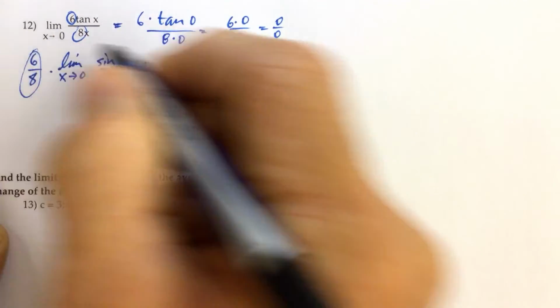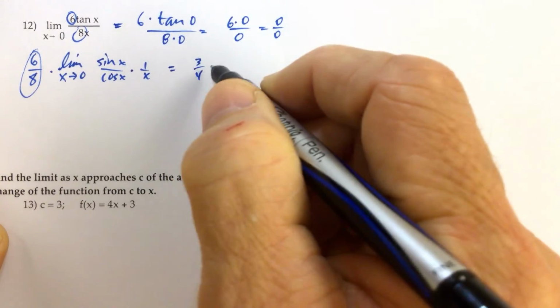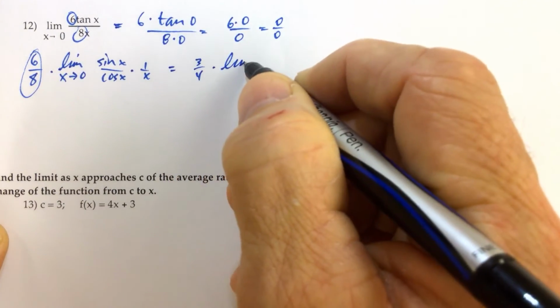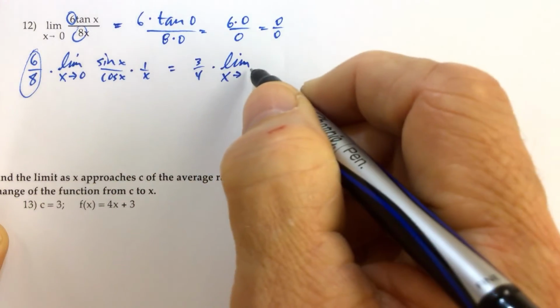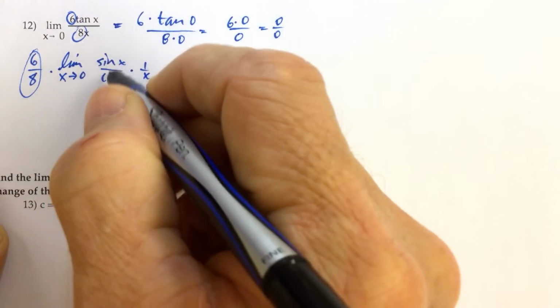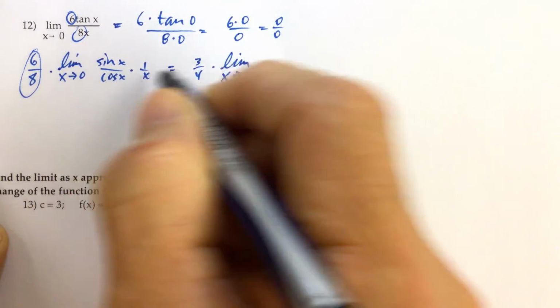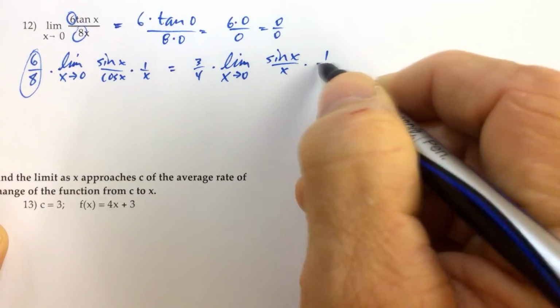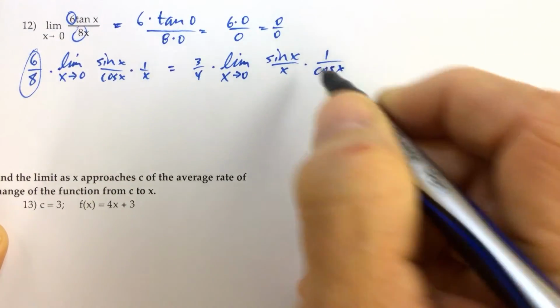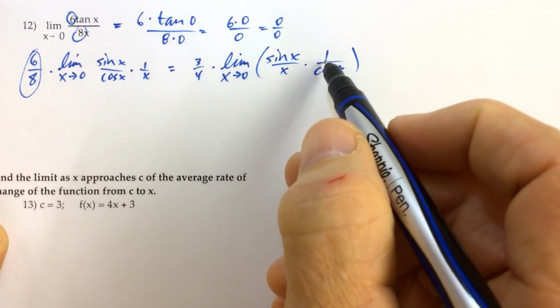And then we will take this 6/8 now, make it a 3/4. So we have 3/4 times. And now we're going to rearrange the terms because we know that multiplication is commutative. We're going to write sine of x over, so we're going to switch around the cosine and the x here. So we have sine of x over x times 1 over cosine of x. So that's what we're taking the limit of.